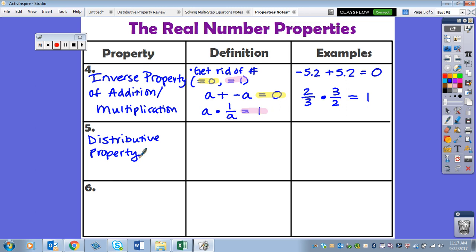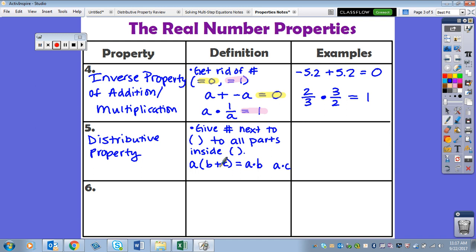Okay, with the distributive property, we are giving the number next to parentheses to all parts inside the parentheses. Okay, so if I have a number next to parentheses and then two numbers inside parentheses, b plus c, I'm going to do this a times both of those numbers. So a times b and a times c, and then it will be separated by whatever operation was between b and c. So here is addition, so I will separate those with addition.